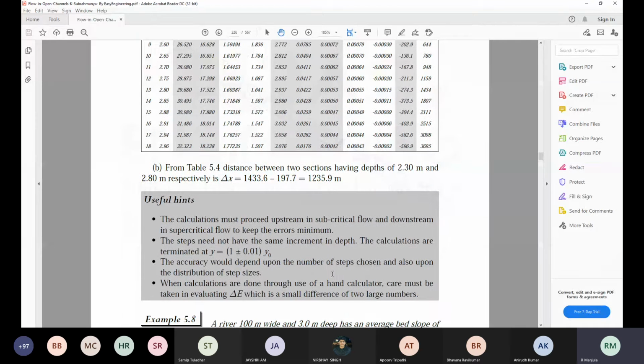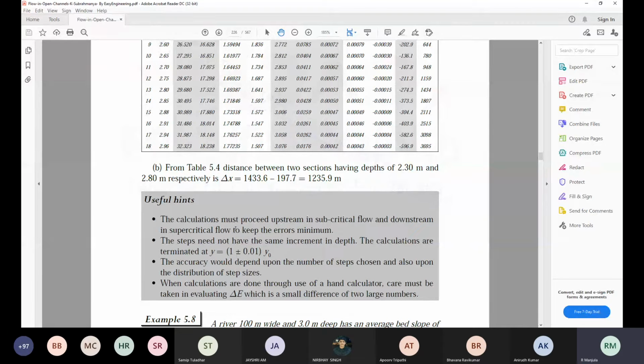Now in the calculations, we proceed upstream in the subcritical flow and downstream in the supercritical flow to keep errors minimum. So these are some of the hints you need to have. You must proceed upstream when it is subcritical flow, and downstream in case of supercritical flow, so that the errors will be minimum. That is one point to be considered. So here we have taken from downstream to upstream because it is subcritical flow.